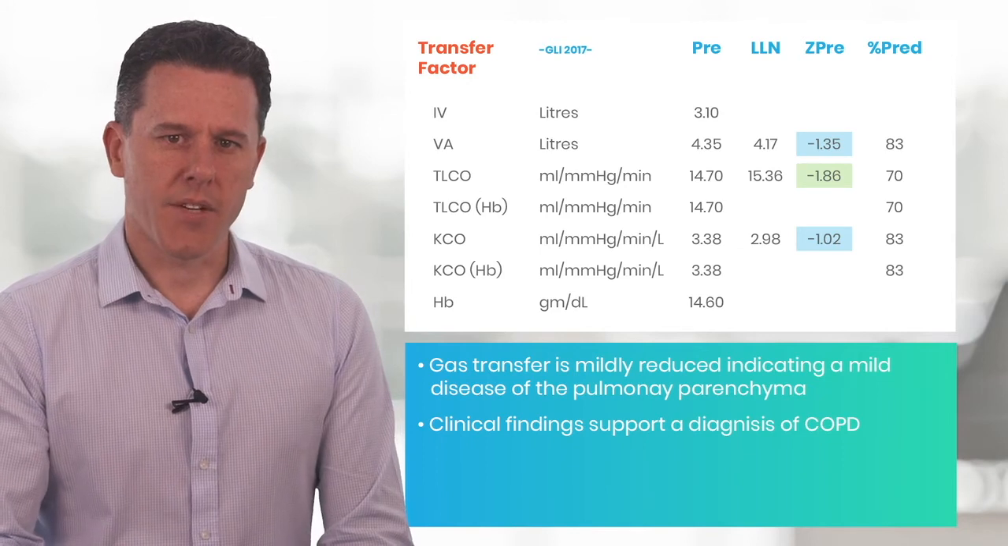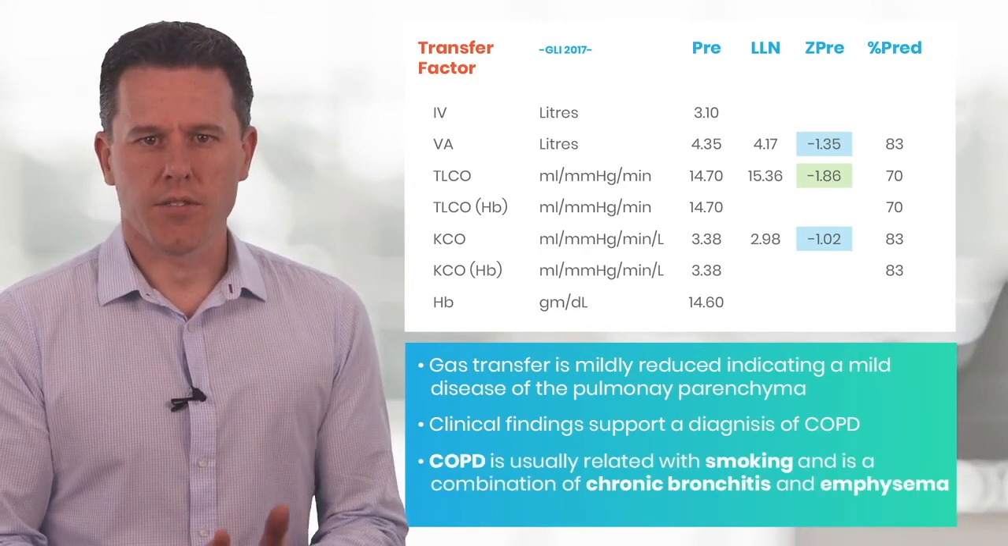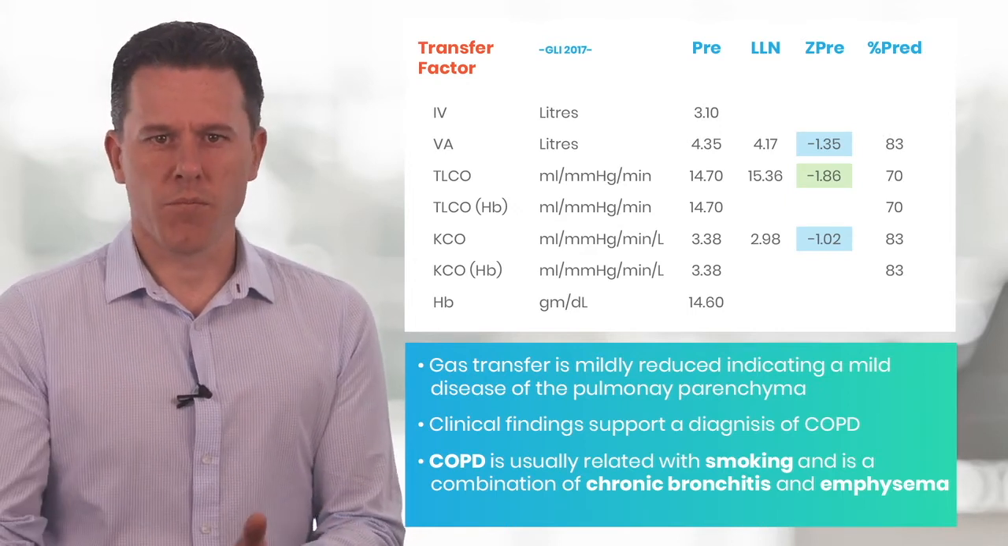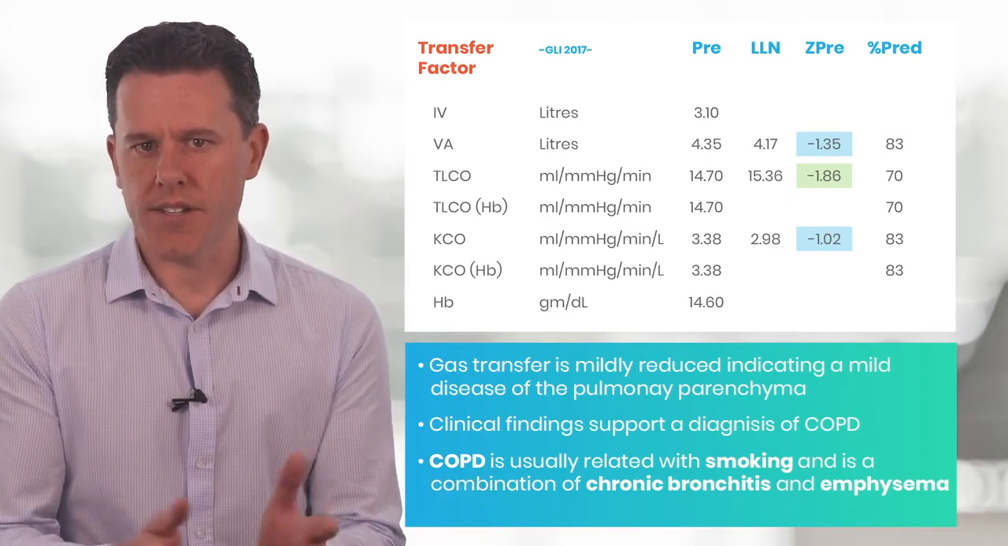Now remember that COPD is usually a smoking-related disease that is a combination of chronic bronchitis and emphysema, and some patients may have more of one or more of the other, or some have pure emphysema or pure bronchitis, but most sit somewhere in between.